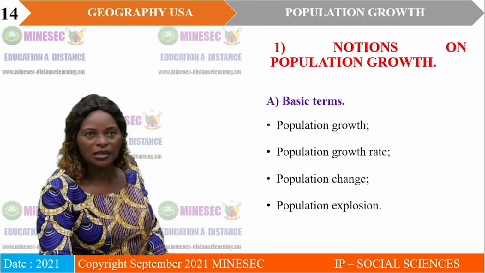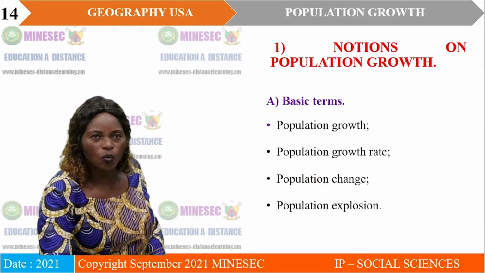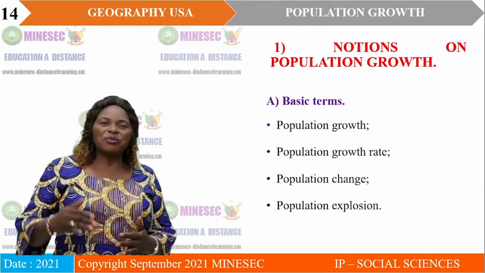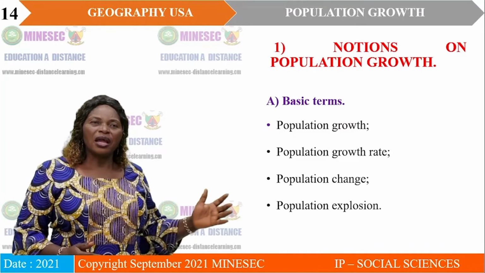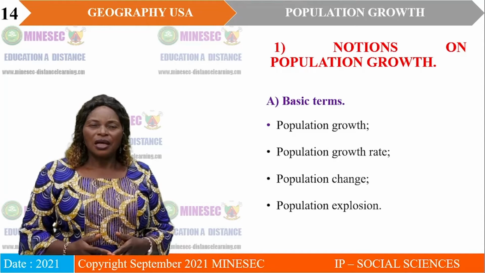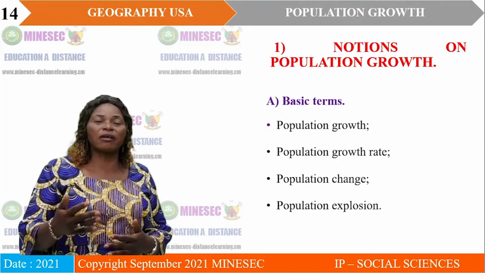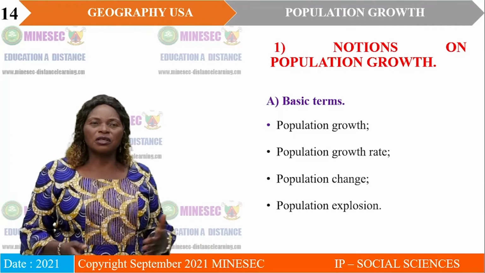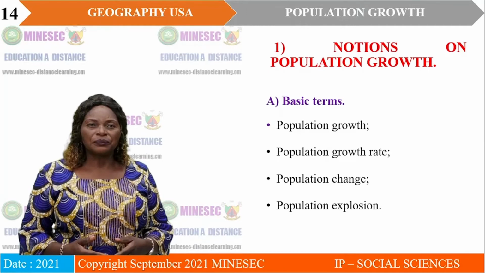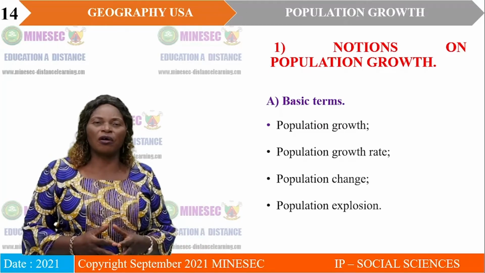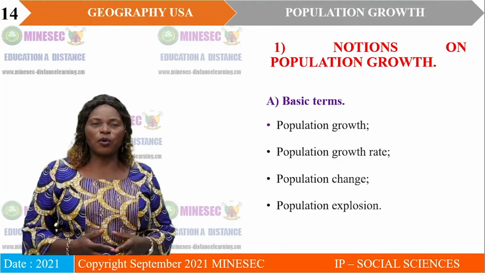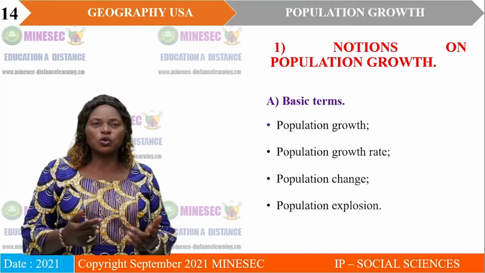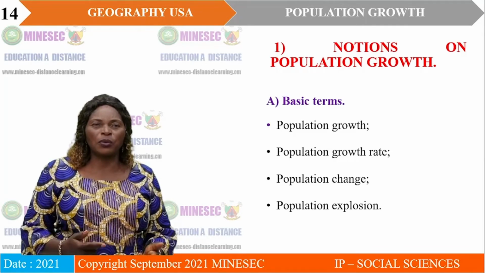The next one is population change. What is population change? It's just a change in population. It may be a negative change, it may be a positive change. A positive change comes when population increases in number, and a negative change comes when population decreases in number. This can also come as a result of natural change in population and net migration, because we already said that these two interact to bring about a change in population.